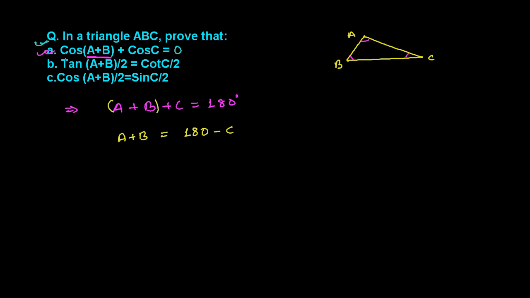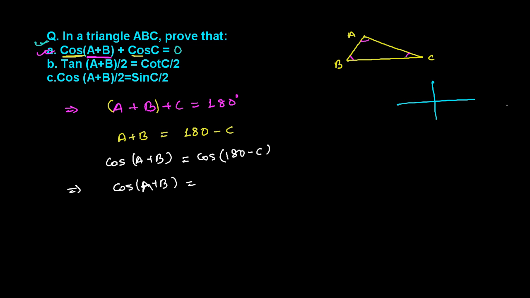Now the question is taking cosine on both sides. So I'm going to take cosine on both sides: cos(A+B) = cos(180 - C). I'm putting cos(A+B) as it is, and now I want to talk about cos(180 - C). So let's go again to the concept of this.